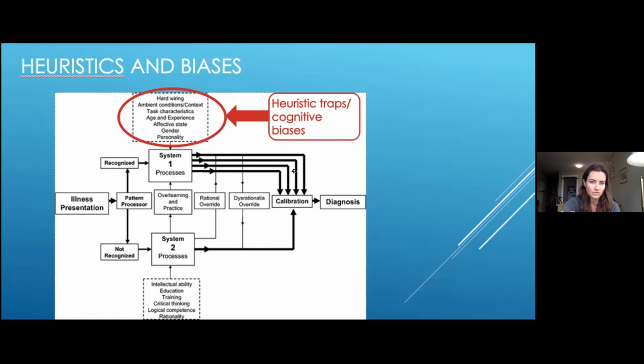Heuristics are just mental shortcuts that we take. Using an illness script to match up with a problem representation and get us to a diagnosis quickly is a heuristic, and that's probably not necessarily bad. But when we take them too far, they become heuristic traps or cognitive biases.